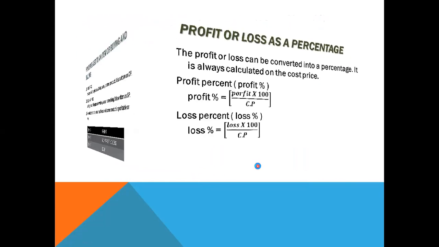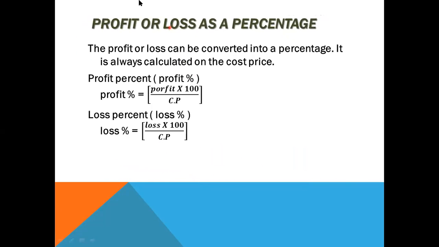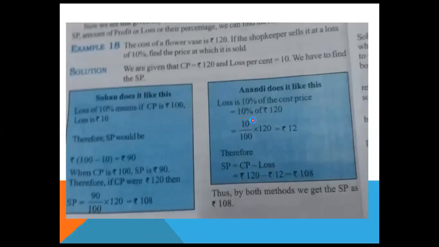Now let us see how we can solve profit or loss as a percentage. The profit or loss can be converted into a percentage. It is always calculated on the cost price. Profit percentage, how do you find it? This is the formula: profit into 100 by CP. When finding loss percentage, it is loss into 100 by CP. So these are the two formulas, and by using them you can find profit percentage or loss percentage.